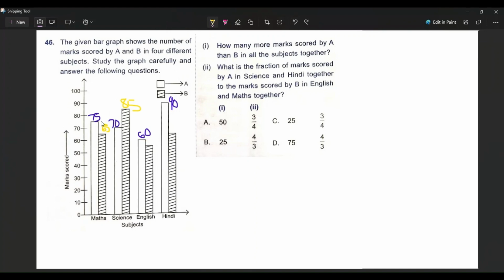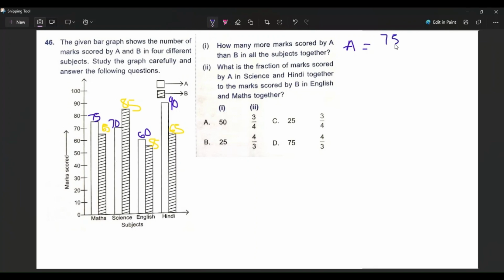B in English 55. B in Hindi 65. Now let's read the statements. How many more marks scored by A than B in all the subjects together? So first, let's add A marks.